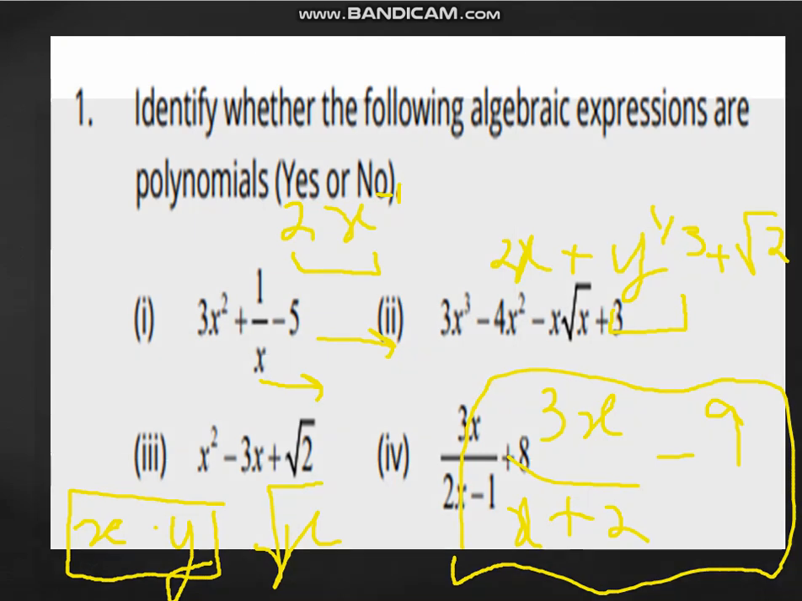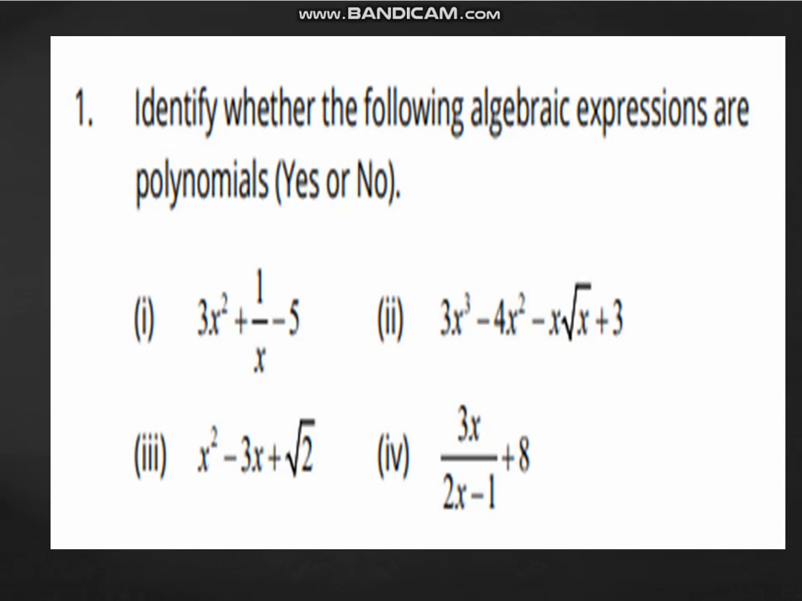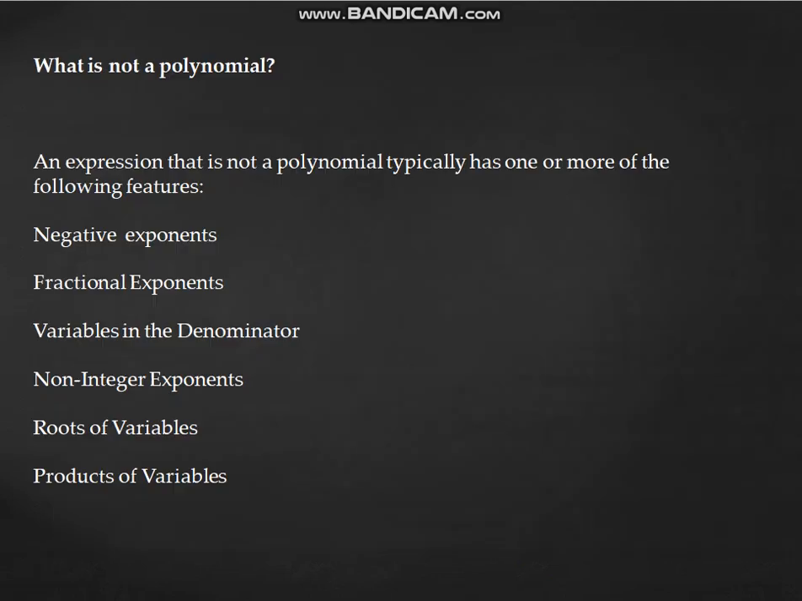Okay, nice and clean. The first expression, as you can see, is 3x squared plus 1 upon x minus 5. Let's look at the terms. Let me write the expression in here as well, and let's check if this is a polynomial or not, or if it's even an expression. It is an expression. This is our expression. Now let's check.